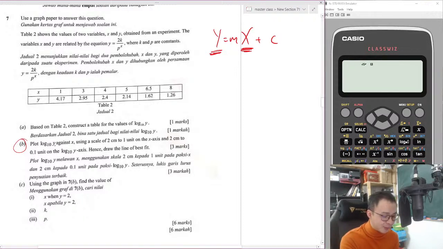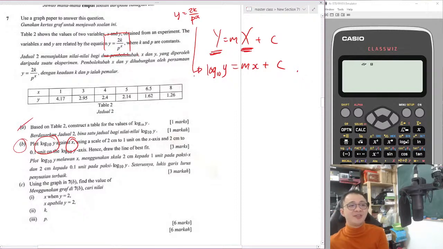So for part B, they say my y is log 10 y. So I know my y is log 10 y, and my x remains x here. Right now, of course, I will form the table and continue, but I would prefer to solve the equation first. I have this equation y equals 2k over px. I want to change this into this pattern. This is my whole objective here.